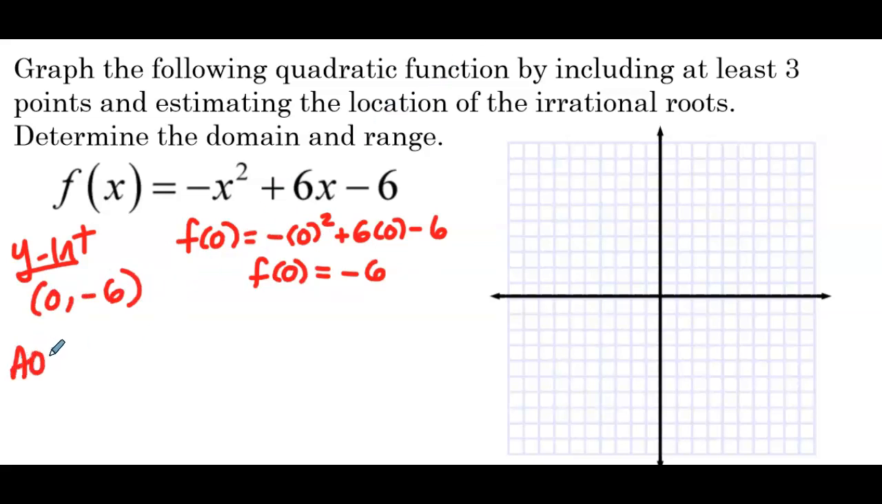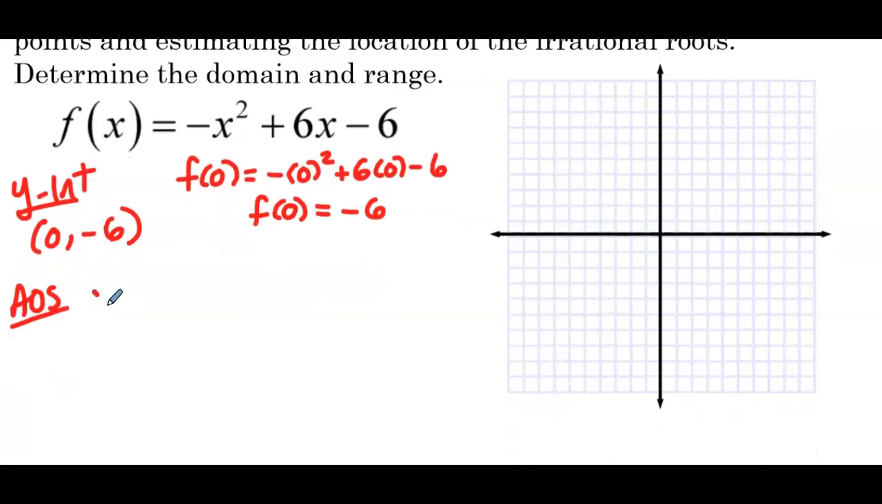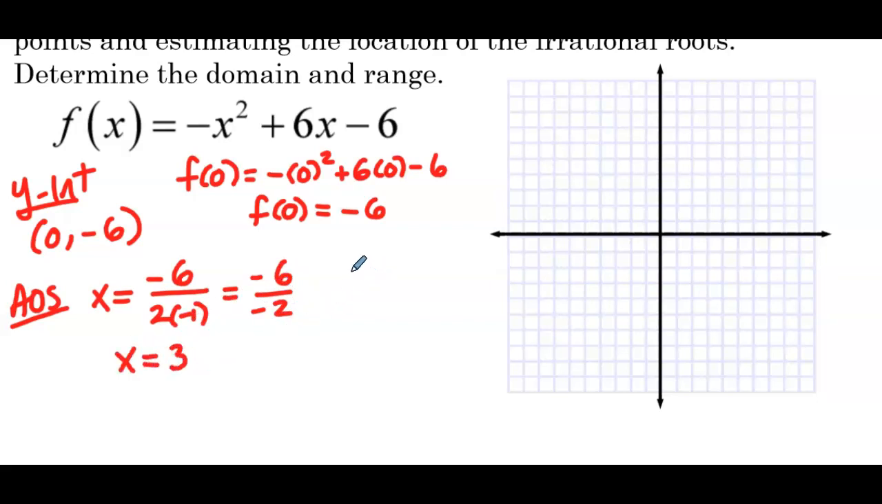Now we need to find our axis of symmetry. So x equals -b, so b is 6, so -6, over 2 times a, which is -1. So we have -6 over -2. So we have x equals 3.